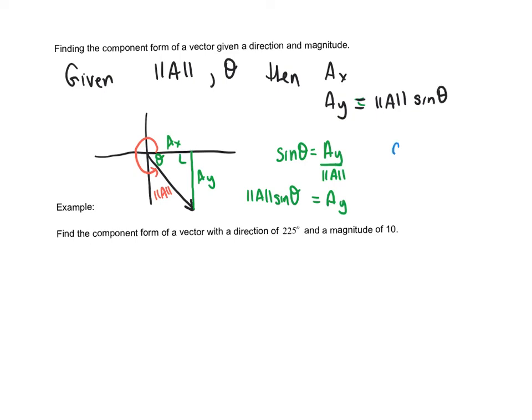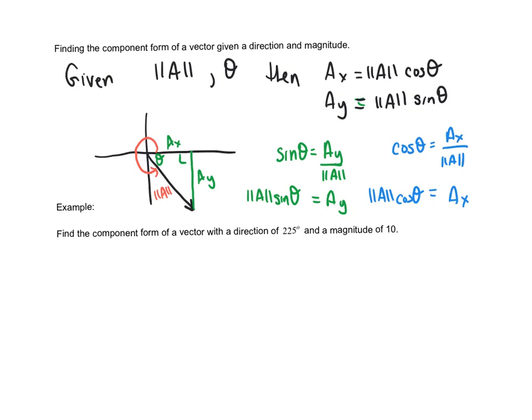In a similar fashion, we know the cosine of the angle is equal to the x component divided by the magnitude. So when I multiply both sides by the magnitude, the x component is the magnitude times cosine of theta. So now we have these two formulas that are really, really nice. So if you have the magnitude and direction, you can just use these two formulas.